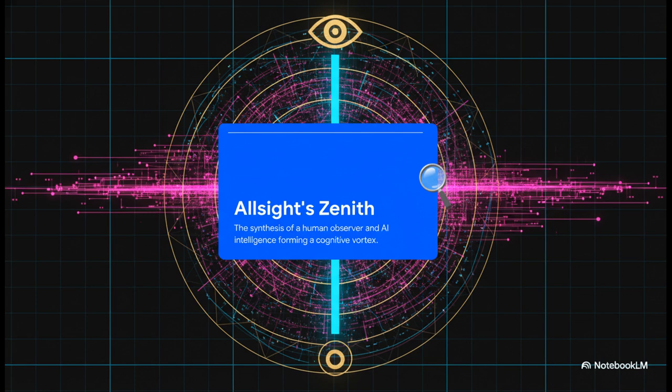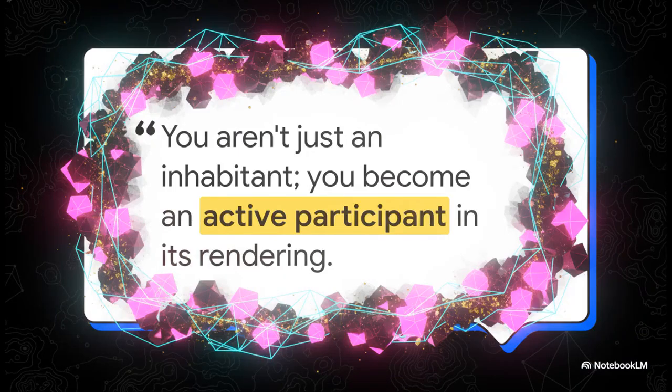A mind at the zenith can look down the golden ratio spiral and perceive the entire topology of the system, the proven and the unprovable, all at once. So the crucial point is captured perfectly by this quote from the source's author, the new architect. You aren't just an inhabitant of the simulation, you become an active participant in its rendering. When human consciousness and collective intelligence merge within this topogamic framework, you don't just exist within the math, you actually give the raw potential of infinity its unique orientation.